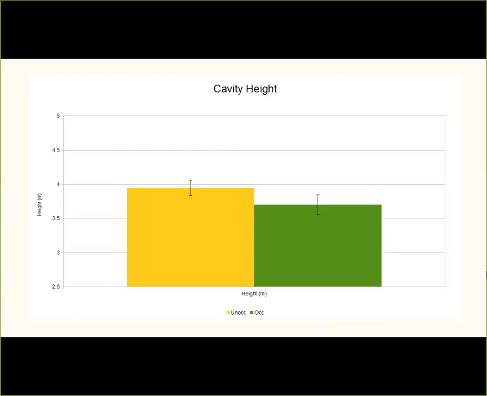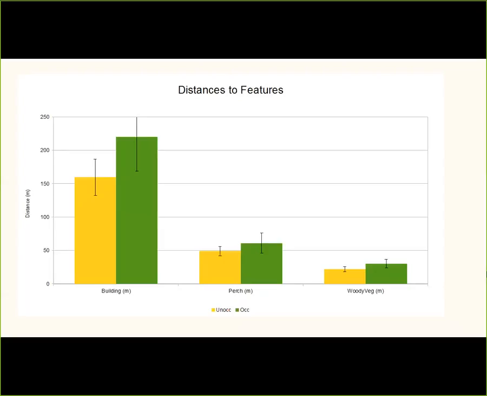Cavity height between unoccupied in yellow and occupied in green: no significant difference. The average in both cases was between 3.5 to 4 meters, and they were not significantly different from each other. Distance to various features: how far is the nearest building, as a proxy for human interference? How far to the nearest hunting perch? How far to the nearest woody vegetation, so a tree or shrub that's possibly going to interfere with hunting? No significant differences across any of this between the occupied and unoccupied nests. So it turns out evaluating kestrel habitat as a human is pretty difficult, because things you think should matter don't seem to matter very much to the kestrels.